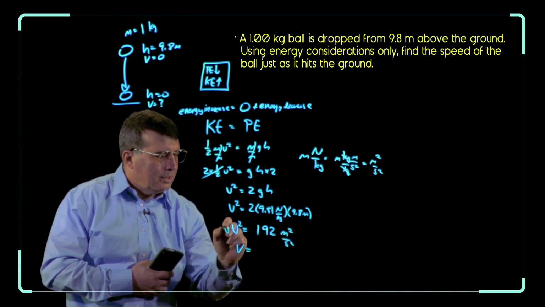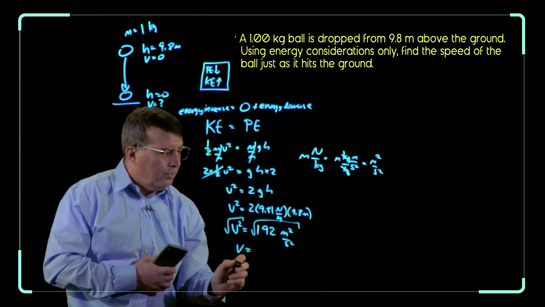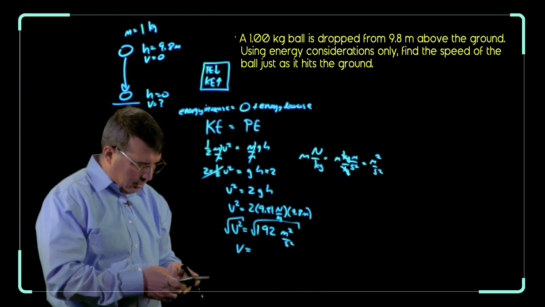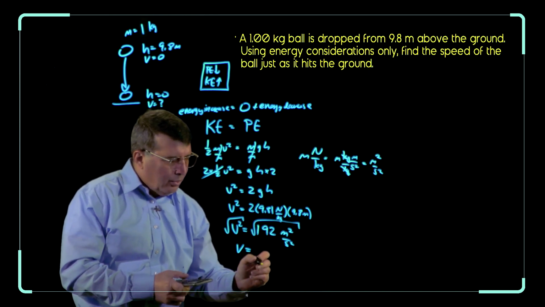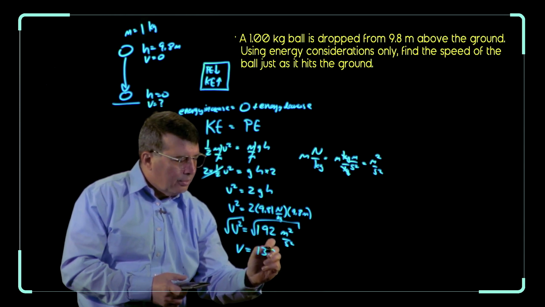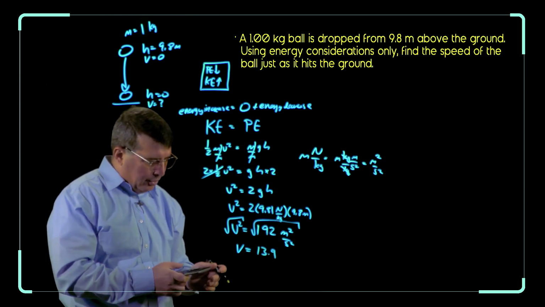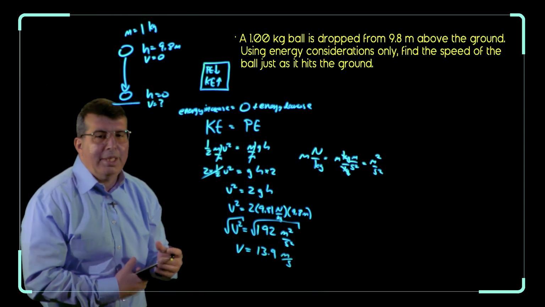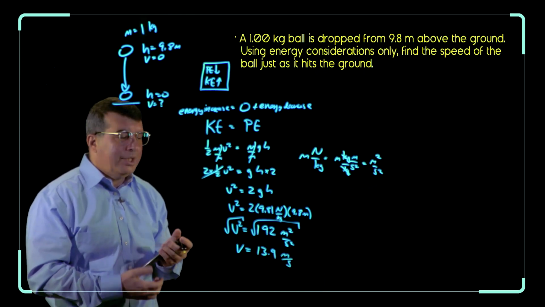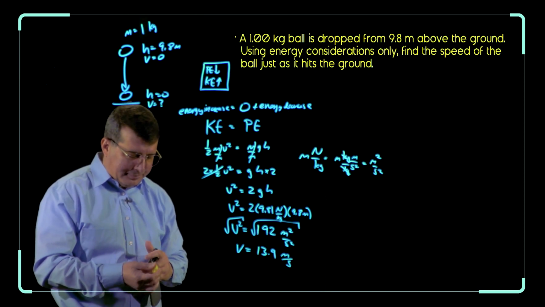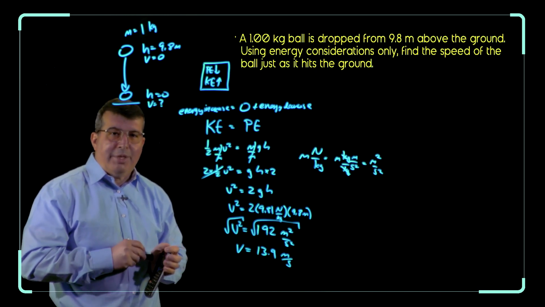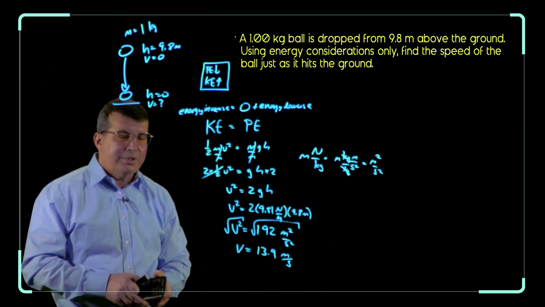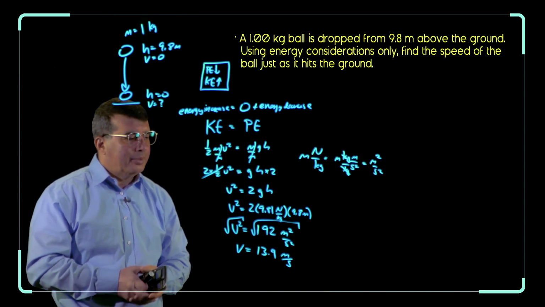To get my speed, I'll just take the square root of both of those. The square root of 192 is 13.9, and the square root of meter squared is meters, the square root of second squared is seconds. So the speed as the ball hits the ground is 13.9 meters per second. And we can do that just by thinking about energy, because its kinetic energy must have come from its potential energy, so we can use that to find the speed of the ball.